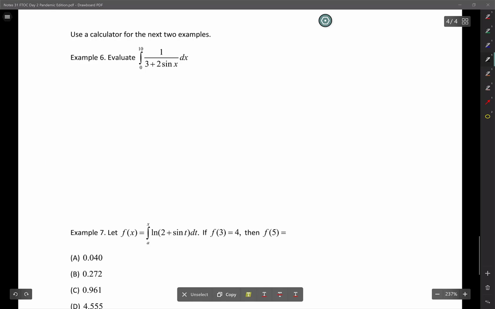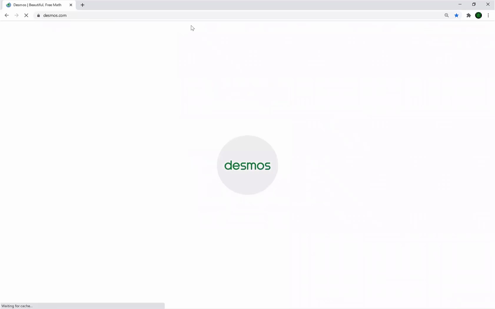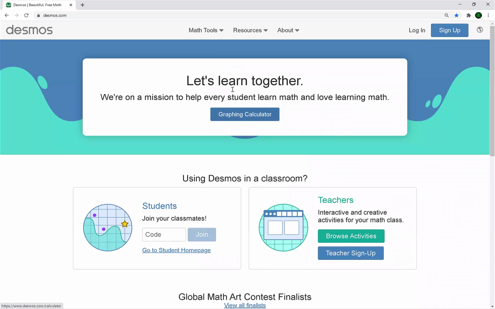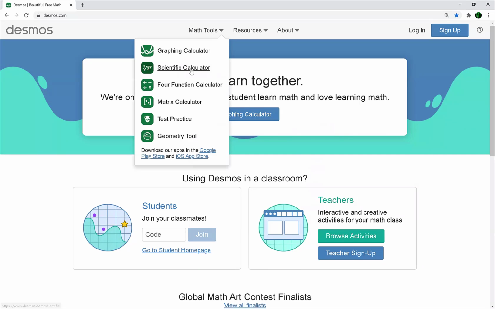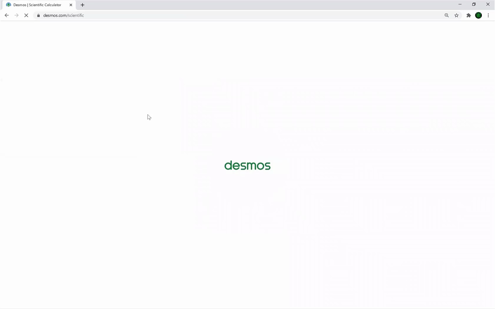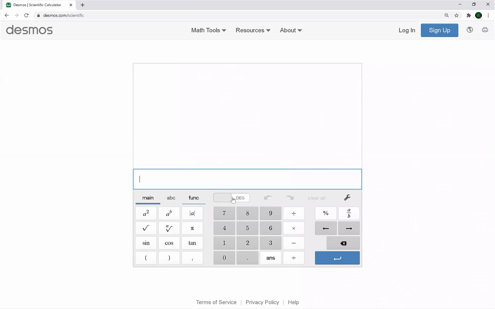And let me share Desmos. And I already forgot the equation. I don't need a graphing calculator. I just need a scientific calculator. I think the scientific calculator has it. I want it in radian mode, so there it is, radians. Go to function.